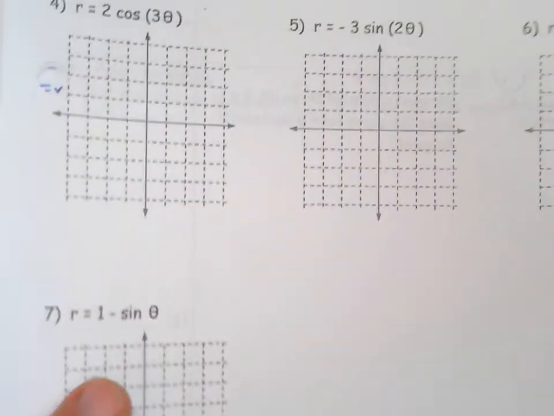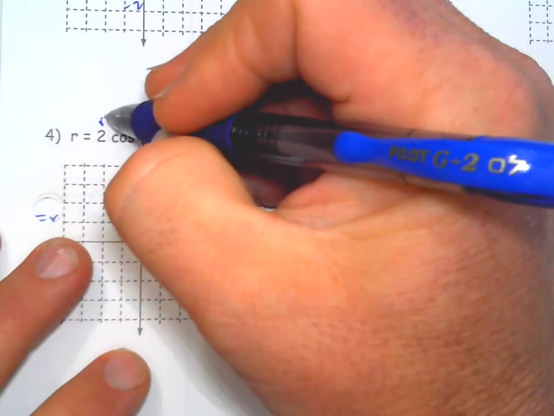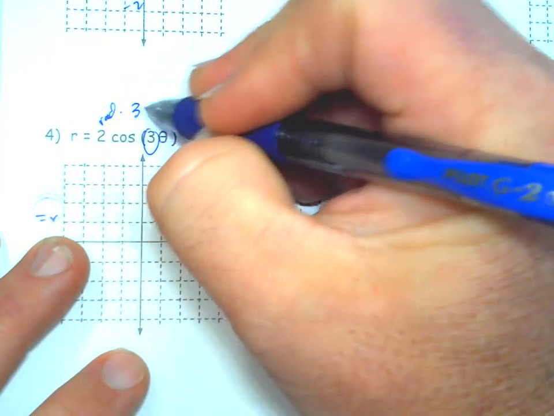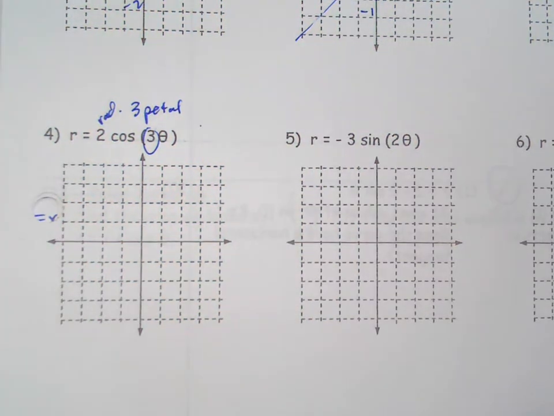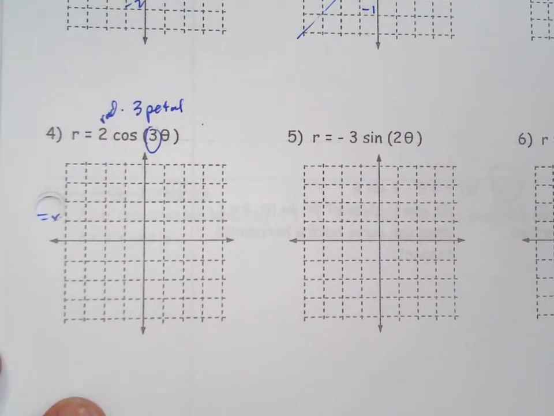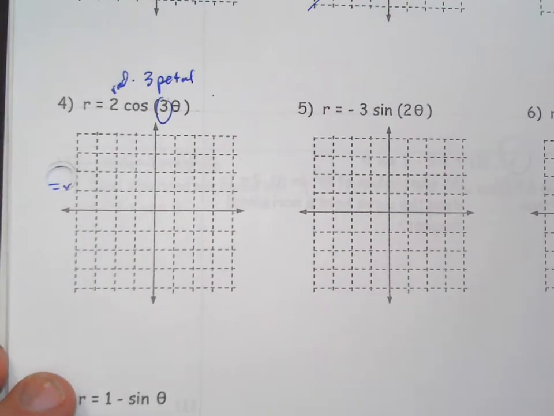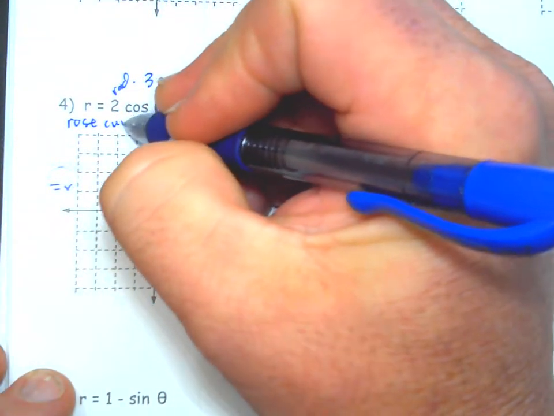Okay. Next one is a rose curve because there's a number inside. This is the radius of the rose curve. It's going to have 3 petals. It's going to be oriented sideways, horizontally, because of the cosine. And because it's an odd number, it's going to have that number of petals, and we're only going to graph it from 0 to pi. So this is a rose curve.